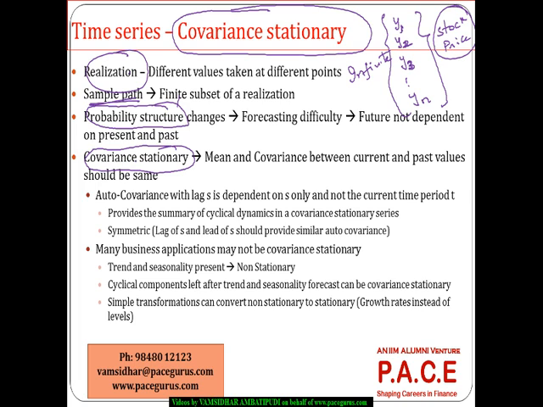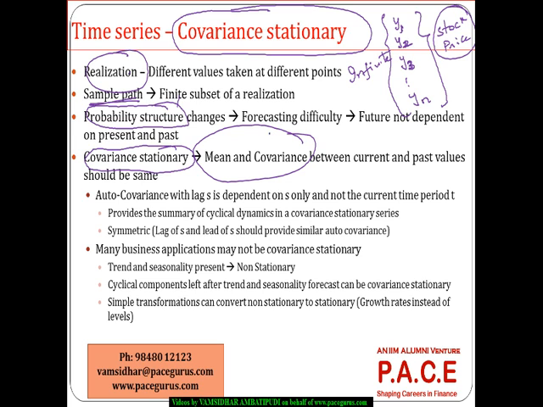What it simply means is, for any data that I look at, if the mean and the covariance for different combinations of the values are the same across different time periods, if they are identifiable, if they are constant, then that is what ensures covariance stationarity of the data.